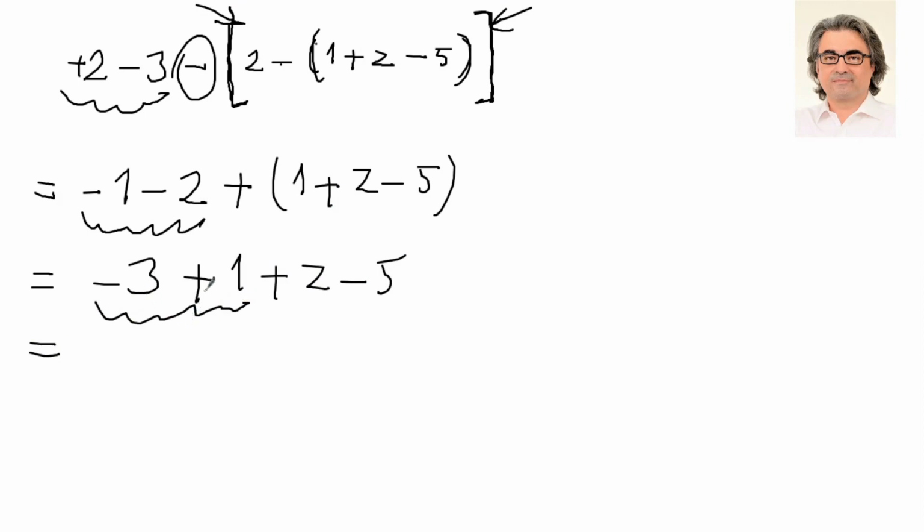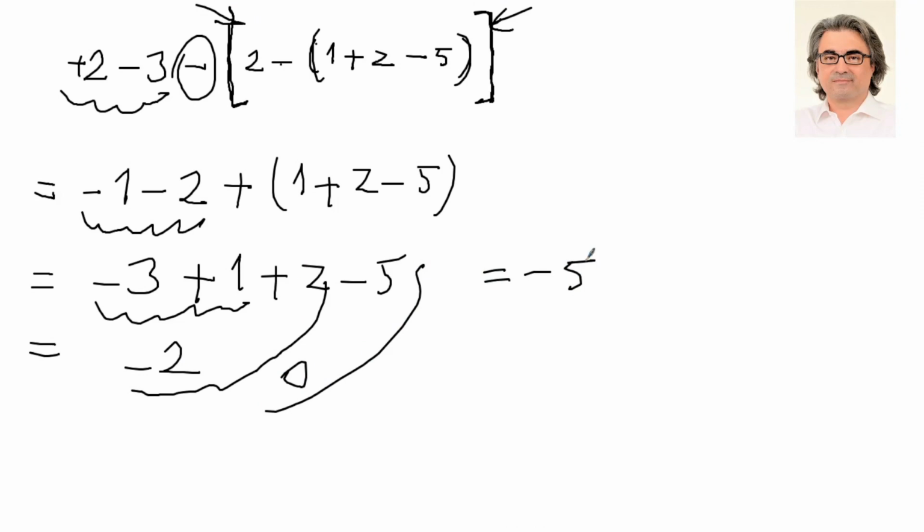Minus 3 and plus 1. Difference between them is 2. The sign of 2 is the sign of minus 3. So it's minus 2. Now let's make operation here. Come to the next operation, between minus 2 and plus 2. Difference between them is 0. Between 0 and minus 5, minus 5. So the result is here, minus 5.